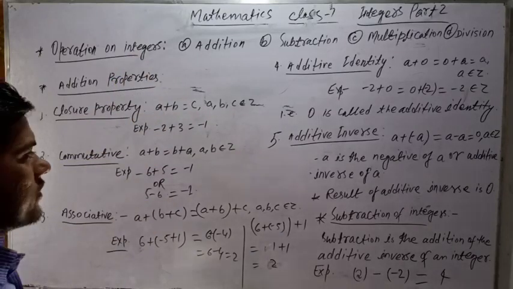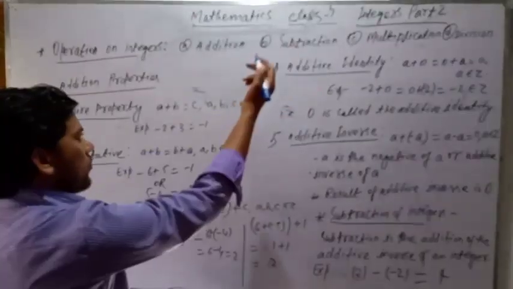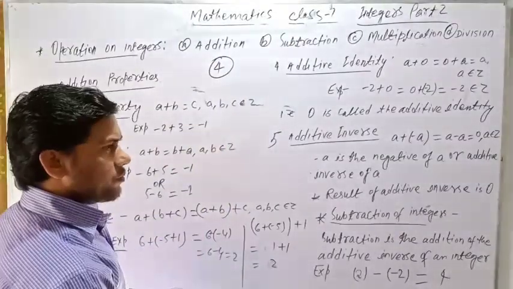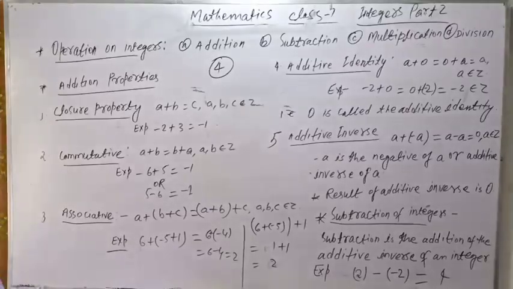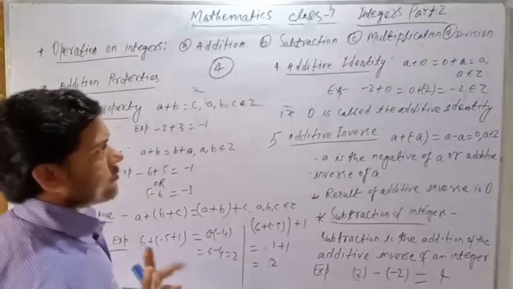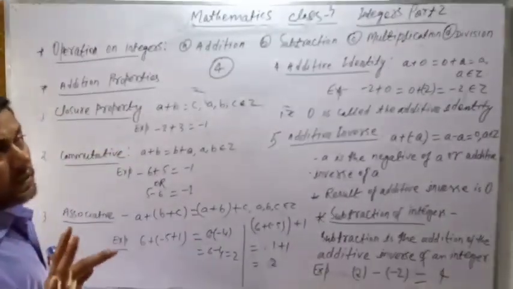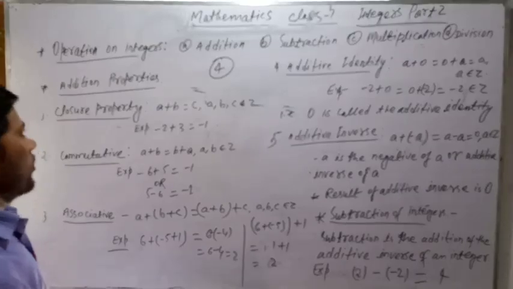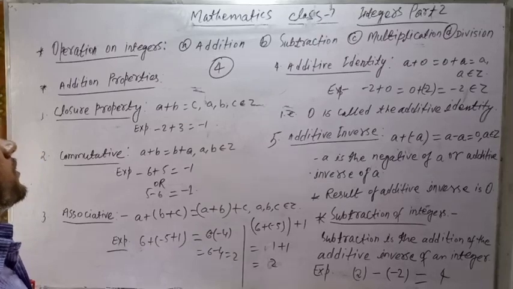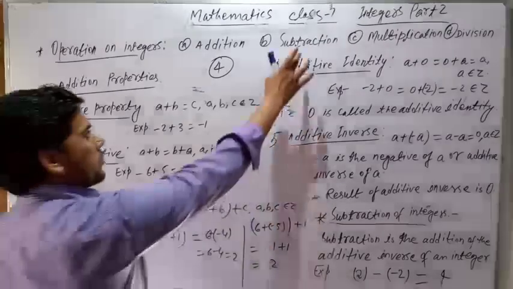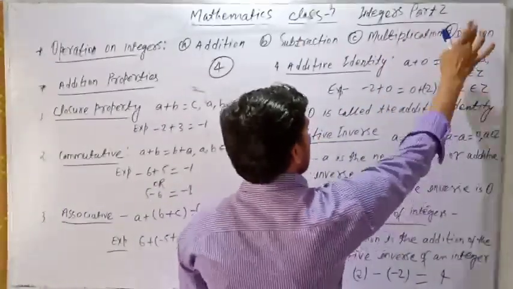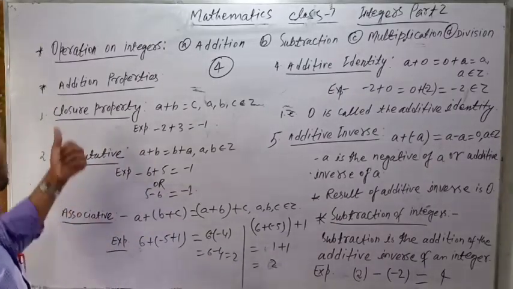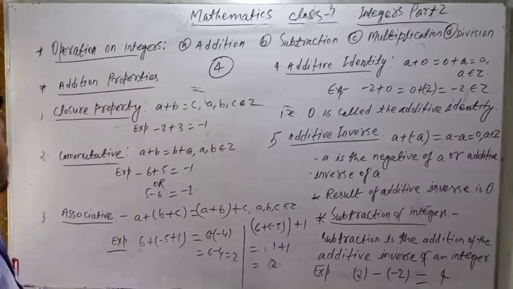As we know, there are four mathematical operations: addition, subtraction, multiplication and division. Similarly, there are four operations on integers: addition, subtraction, multiplication and division. So first we see addition properties.